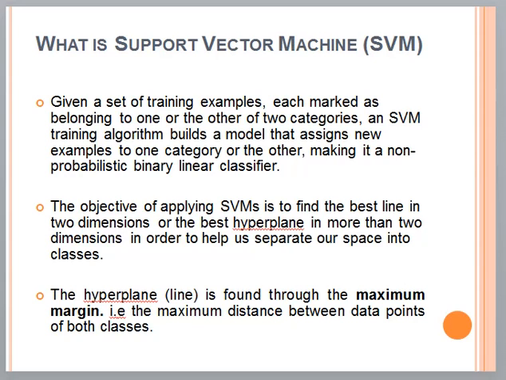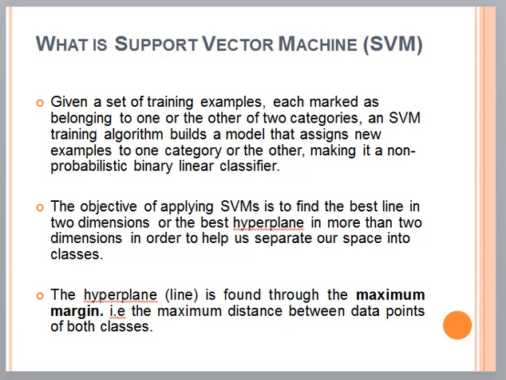So after training, a support vector machine tries to build a model that can assign a new example to either one category or the other category. And this makes it a non-probabilistic binary linear classifier, right? So this is the simplest case of an SVM, where we are treating it as a binary linear classifier. We will see later on that by adding some more features or advancements to the basic SVM, we can also have a nonlinear classifier.